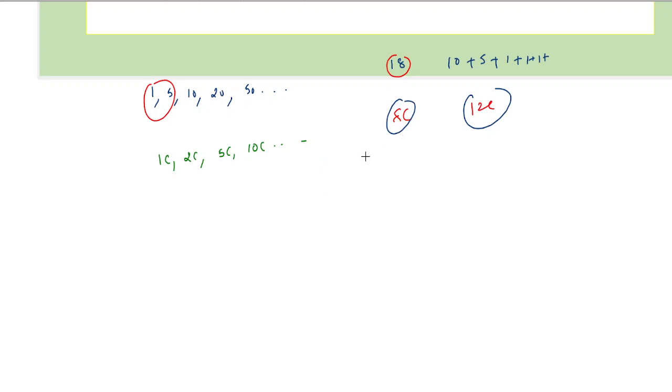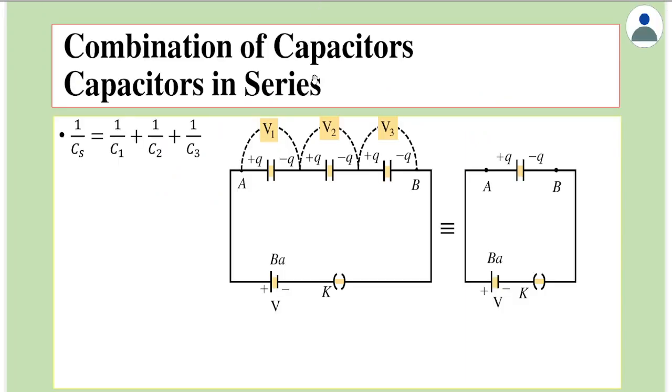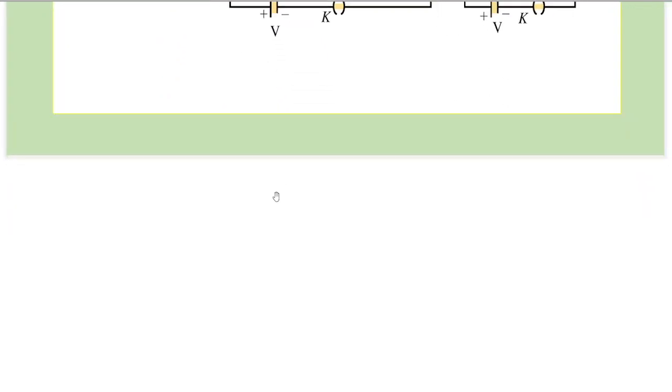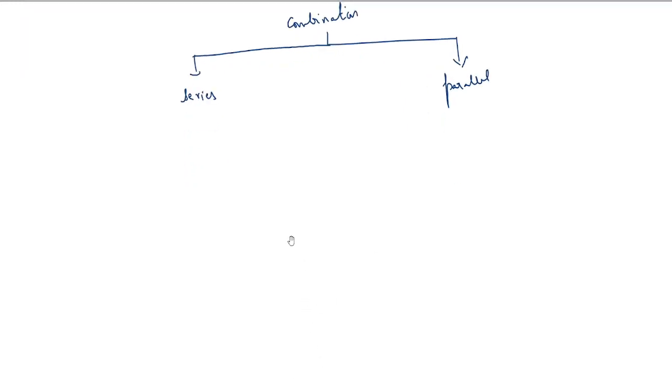So to obtain this, we need to combine them in certain combinations. That is called capacitor combinations. So combination is basically done to obtain a desired value of capacitance. Now this combination is of two kinds. The first type of combination is called series combination. The second type is called parallel combination. We'll see what these are one by one.